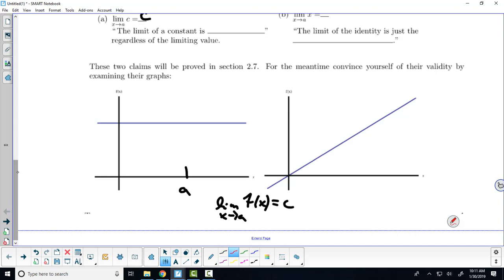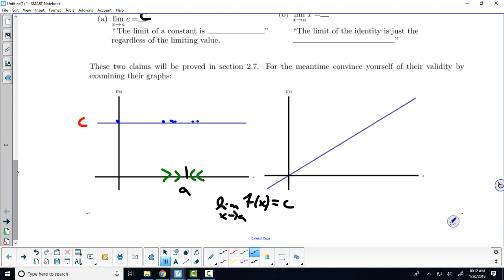And you can see that because if this is the value c here, as my x values get closer and closer to a, my y values are getting closer and closer to c. And in fact, I don't even have those arrows. Each time, it's just at that y value. Okay? Because here's the point being moved in closer and closer to when x equals a. Any questions on that? Okay.